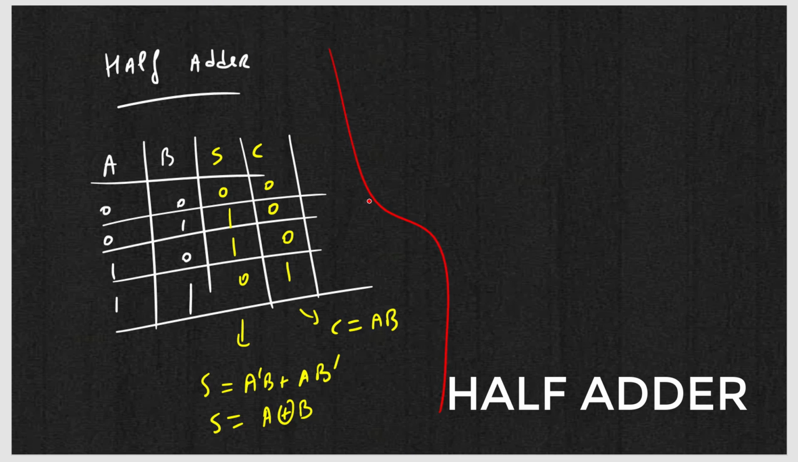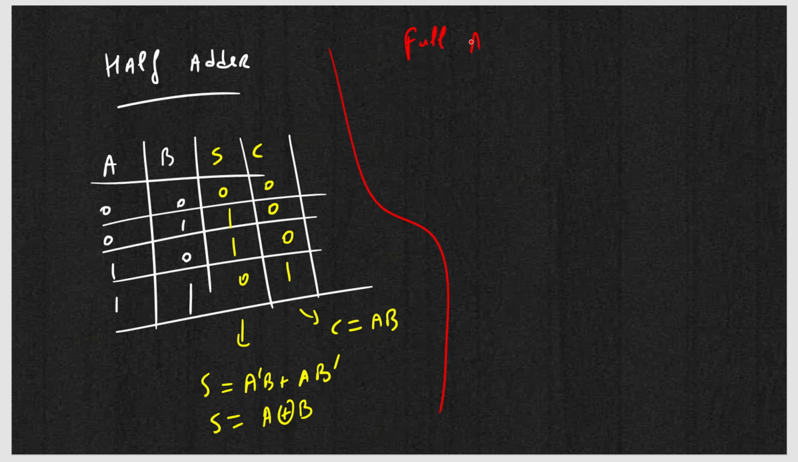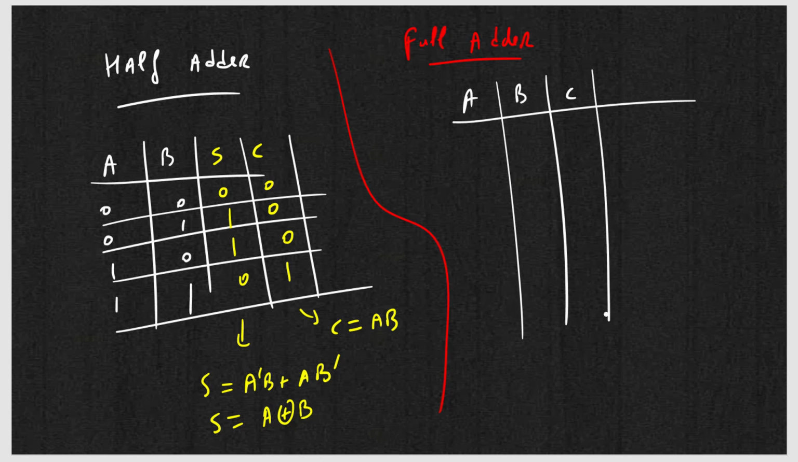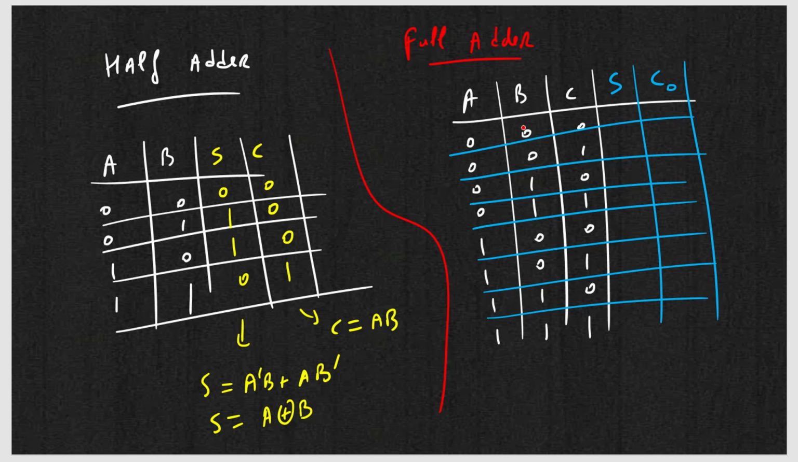Okay. Let's look at a full adder. So for the full adder, we have three inputs. We have A, we have B, and we have C. If you add 0 and 0 and you have a carry of 0, what's the sum? Let's say you have 0 plus 0, but then there was a carry of 0. It's 0 and there's no carry, right?